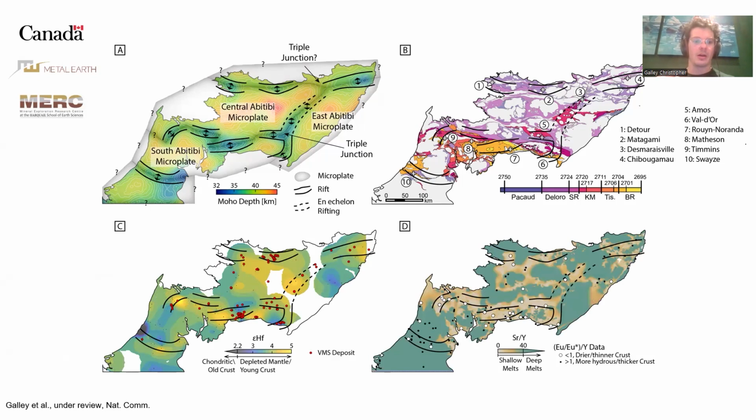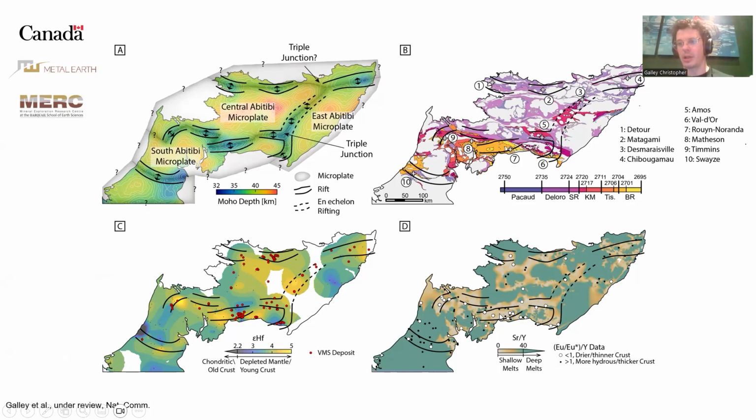And then to add a bit more independent data sets to help bolster our claims that these could have been rifts, we have some isotope data taken from one of Mo's studies. So here's the epsilon hafnium data indicating depleted mantle, where it seems like we have mostly depleted mantle over these interpreted rifts. The VMS here also in red, just showing again they line up well with interpreted rifts. And then looking at the strontium over yttrium, indicating shallow melts. Again, the shallow melts line up well with the rifts.